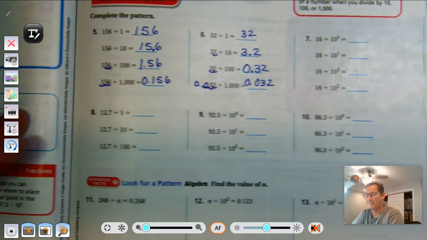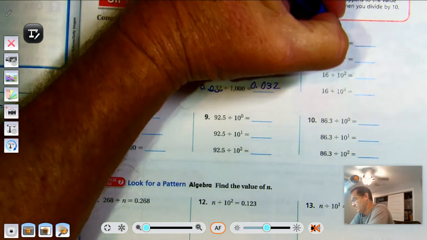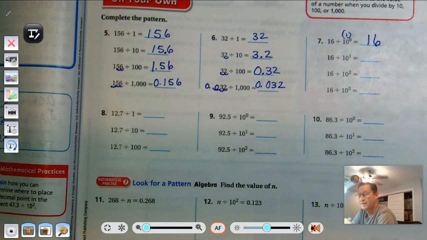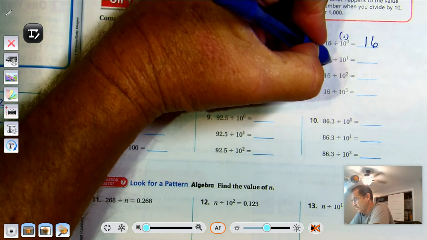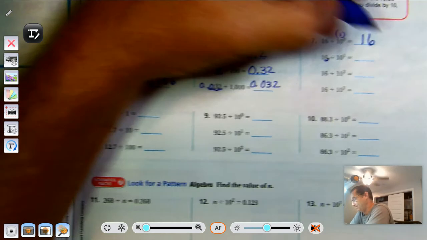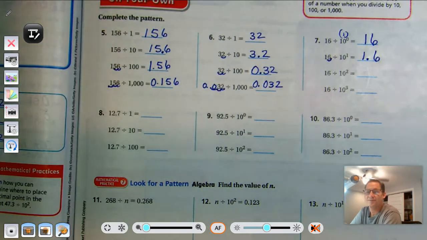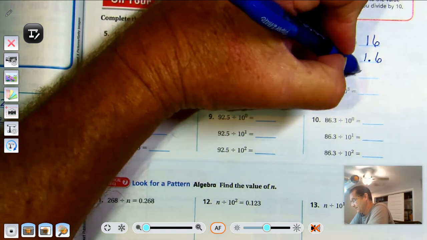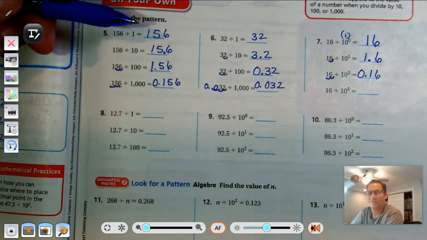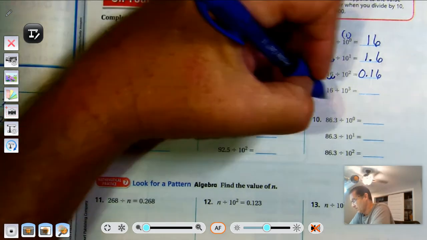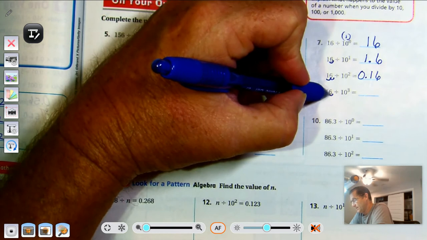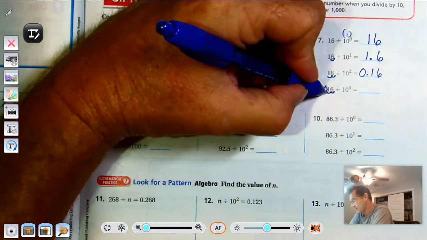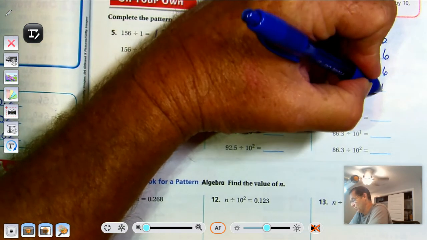All right, 7. 16 divided by 10 to the 0. Again, we know 10 to the 0 is just 1, so it's just going to be 16. 16 divided by 10 to the first, we're going to take the decimal point and move it 1 place to the left. 1 and 6/10. 10 to the second, move the decimal point 2 places to the left. 16 divided by 10 to the third, we're going to move the decimal point 3 places to the left. Since we don't have the third spot, we have to add a 0 and then move it. So 0.016.